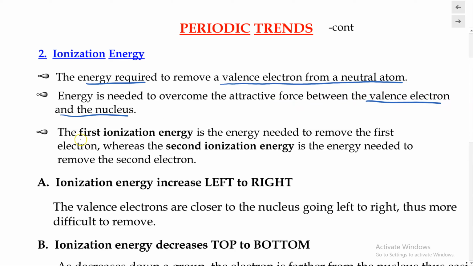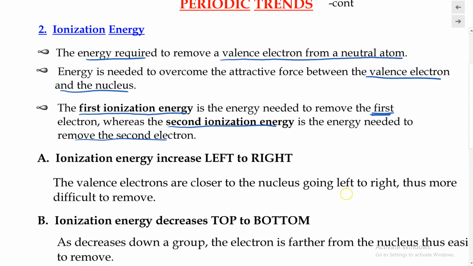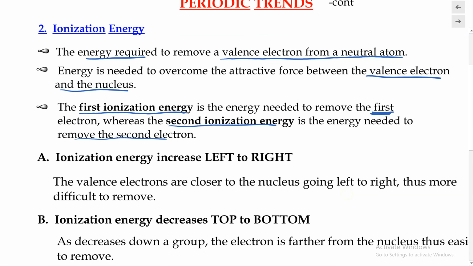So the first ionization energy is basically the energy needed to remove the first electron from the atom, whereas the second ionization energy is the energy needed to remove the second electron. And the third ionization energy would be the energy needed to remove the third electron, and so on. That's what ionization energy is: the energy needed to remove an electron from the atom.